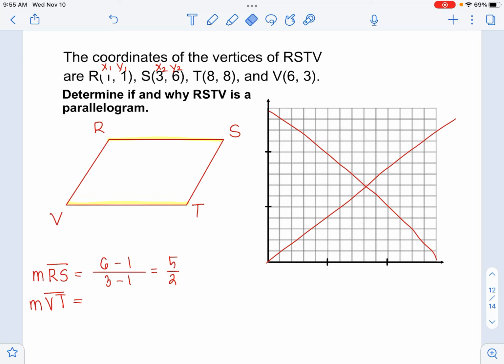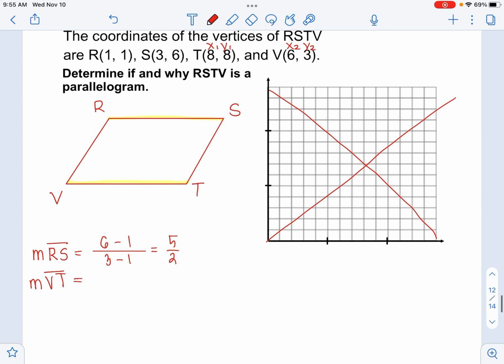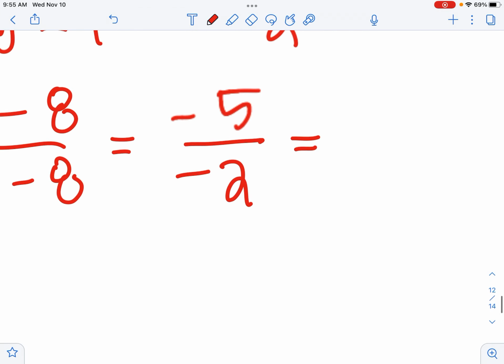Here's V, I'm going to erase that. Here's V, here's T. So I'm going to call T x1, y1, and V x2, y2. And you could call V x1, y1 and T x2, y2, but I'm just doing them in order from left to right. You're going to get the same answer. So I have y2, which is 3, minus y1, which is 8, over x2, which is 6, minus x1, which is 8. So that's negative 5 over negative 2. This is simplifiable. A negative divided by a negative is a positive, so this becomes positive 5 over 2.